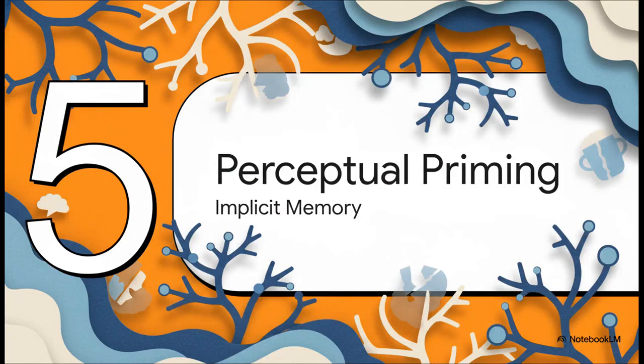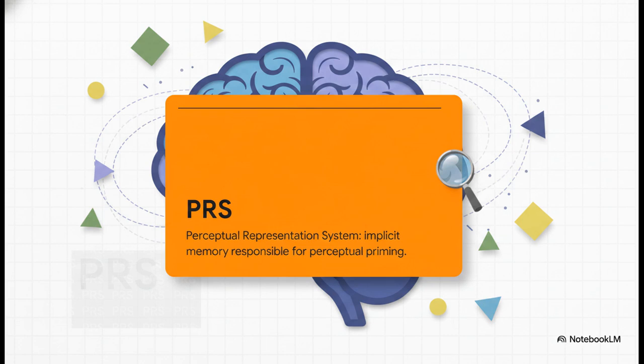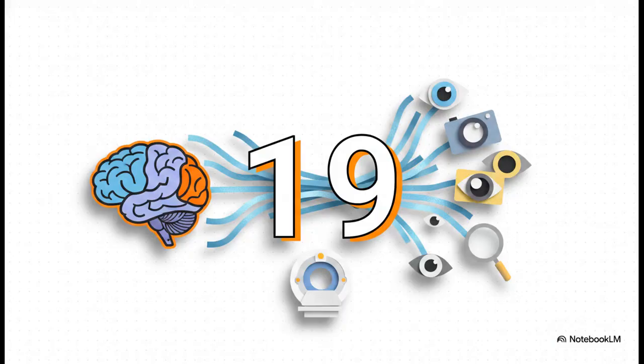And finally, we arrive at Section 5, Implicit Memory, Perceptual Priming. This is our last implicit memory system for today. Here is another massive definition for your flashcards: the PRS, or Perceptual Representation System. This is the distinct neural machinery responsible for perceptual priming. If you are exposed to a visual stimulus, you are going to process it faster the next time you see it, and this happens entirely unconsciously. And just like the procedural memory we just talked about, it operates without any help whatsoever from your explicit hippocampus-dependent memory systems.